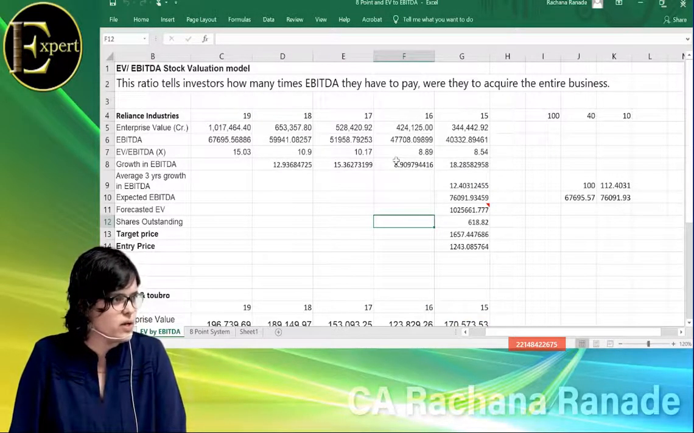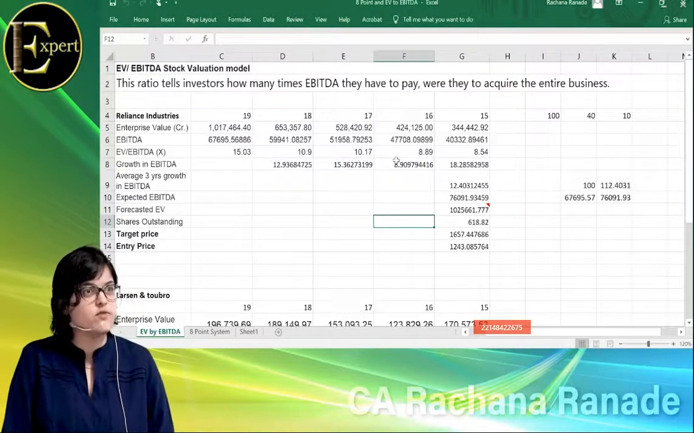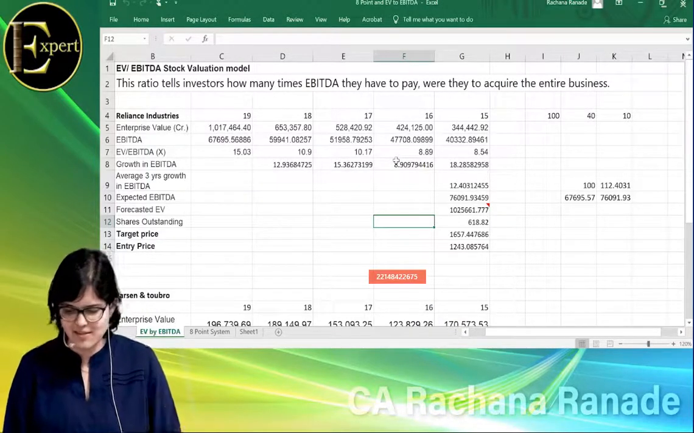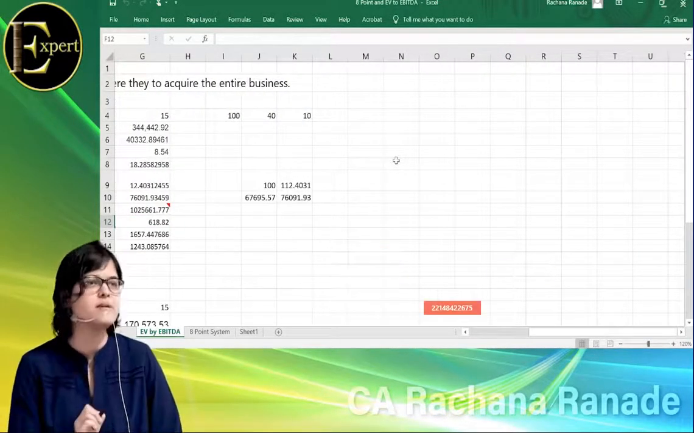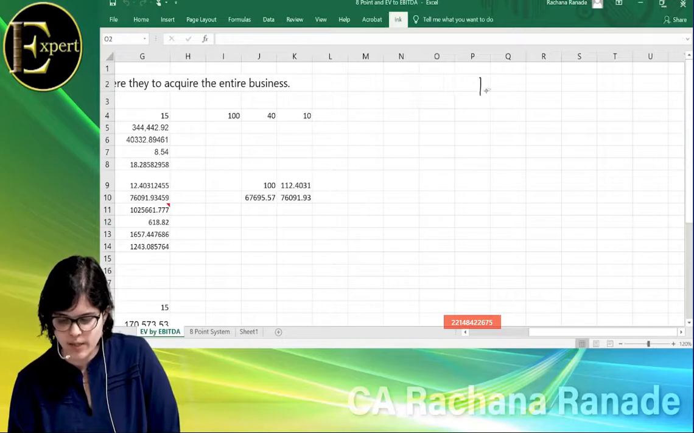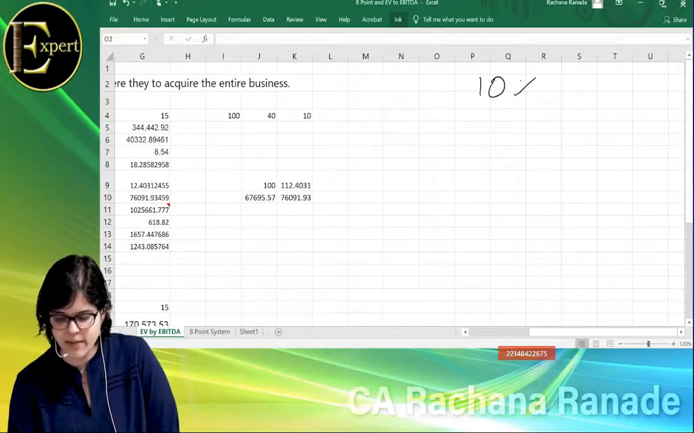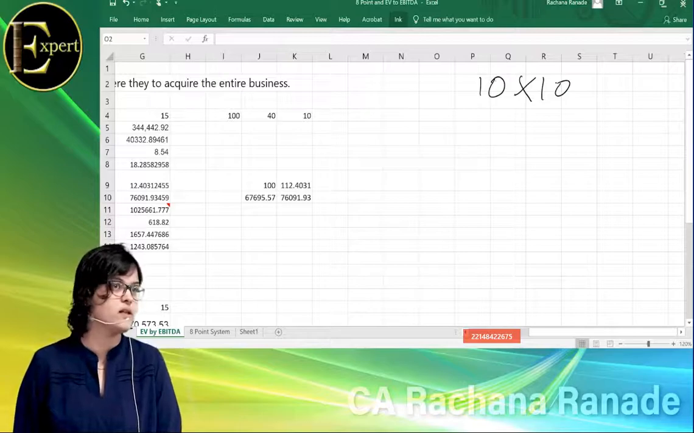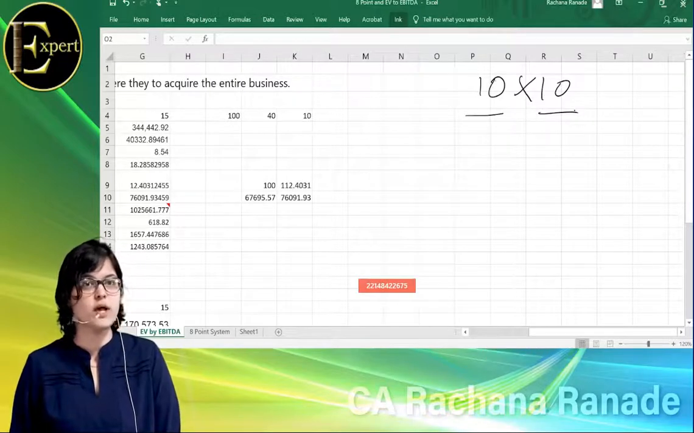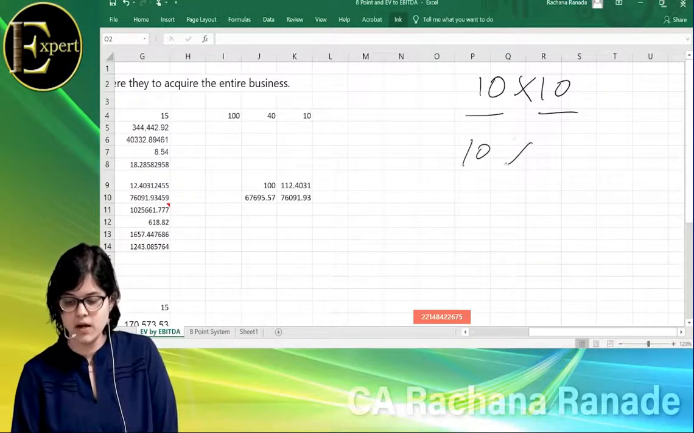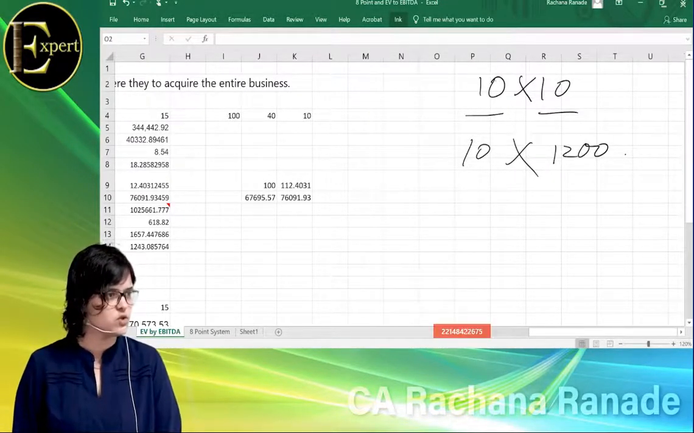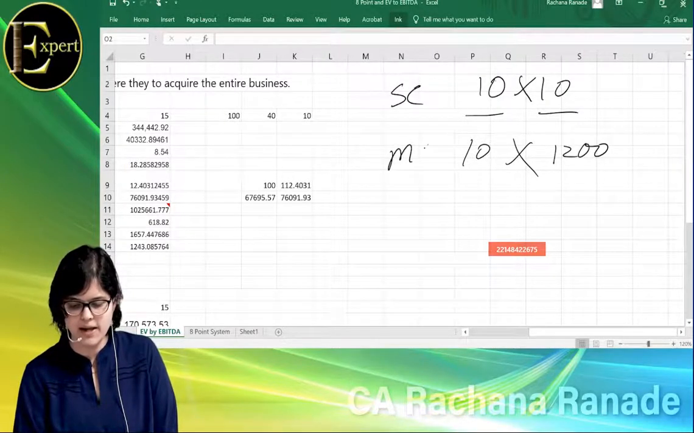DMart. What was the face value? 10 rupees. Today's market price of DMart will be around 1200 or 1300 rupees. Just as an example, assume that DMart has only 10 shares. Then what would be the share capital of DMart? It will be 10 multiplied by 10: 10 is the number of shares, and 10 is the face value. But if I were to calculate the market capitalization, it will be 10 into 1200. That will be the market capitalization. This is the difference between share capital and market capitalization.